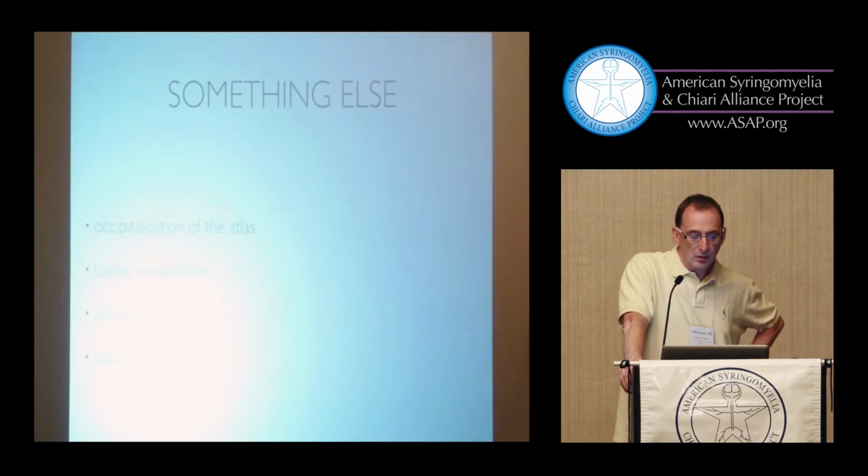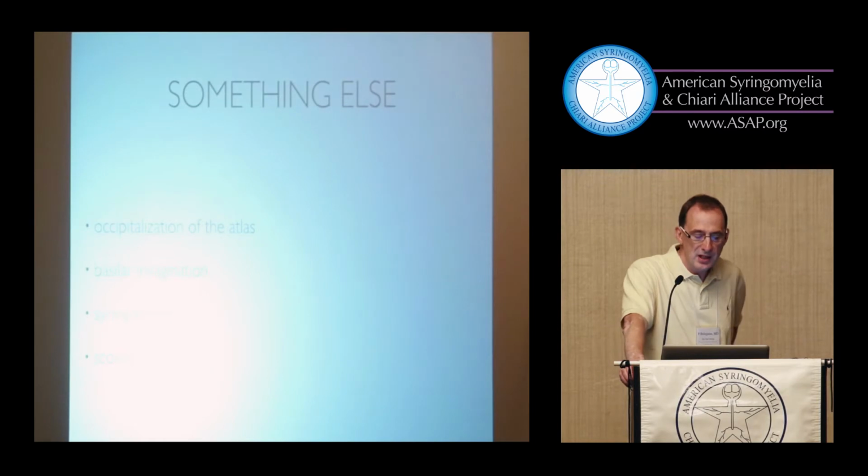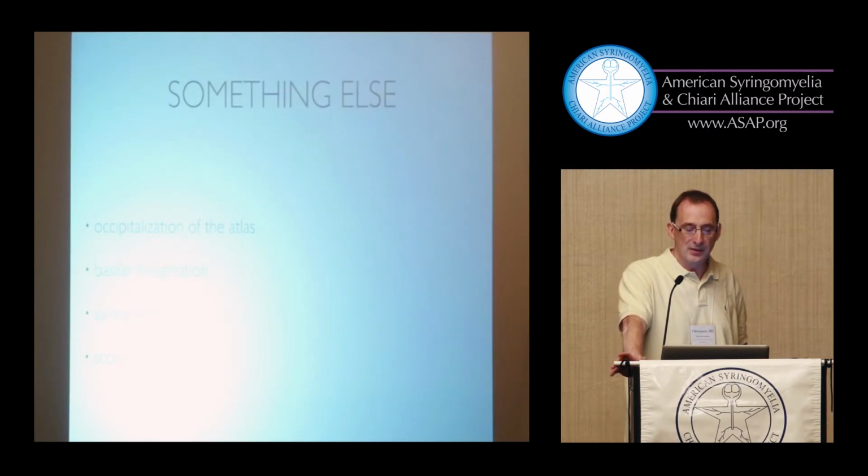Occipitalization of the atlas means that the first vertebra, instead of being independent from the skull and independent from the vertebra below, is fused to the skull, and that changes the biomechanics of the skull. It's like imagine you walking with a stiff leg or with a cast in your leg. Your gait is not going to be the same. Basilar invagination, again, one part of your spine is not what it's supposed to be.